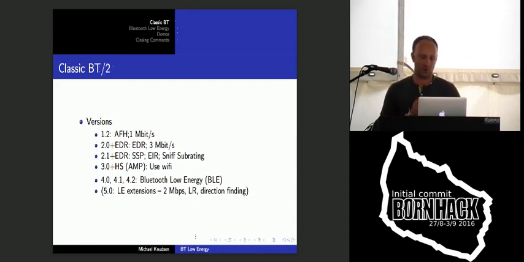In 4.0, which I think came out in 2010, we got this new idea of the Bluetooth Low Energy aspect of this. And there's a new spec, 5.0, coming out, which is a bunch of extensions to the LE spec, which, for instance, give 2 megabits, long range and some direction finding scheme.